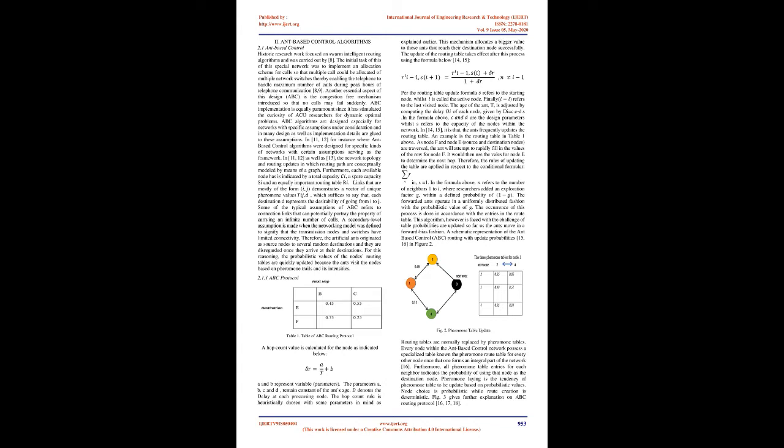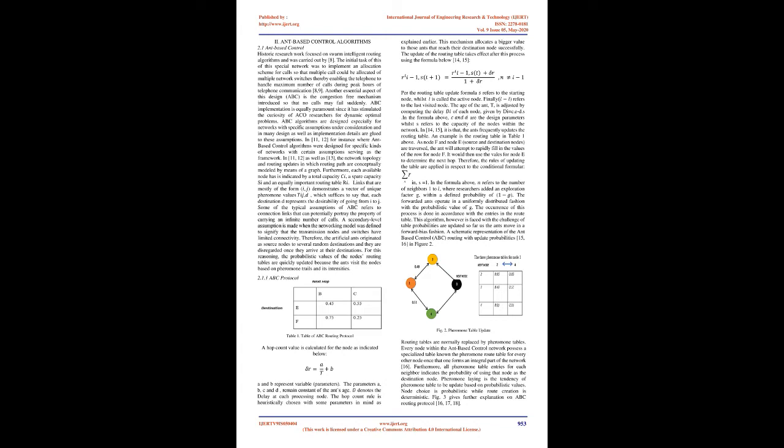Some of the typical assumptions of ABC refer to connection links that can potentially carry an infinite number of calls. A secondary level assumption is made when the networking model was defined to signify that the transmission nodes and switches have limited connectivity. Therefore, the artificial ants originated at source nodes to several random destinations, and they are disregarded once they arrive at their destinations.